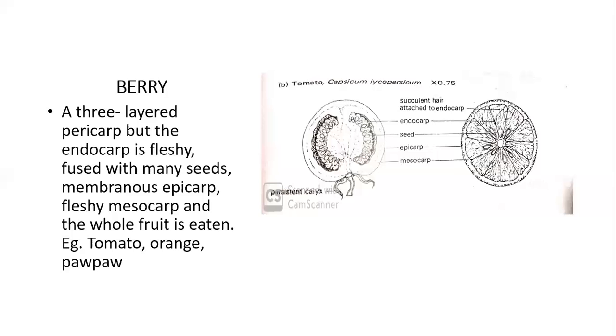Then you have a fleshy mesocarp, just around the endocarp. Then you have somehow juicy, succulent, fleshy epicarp. When you see tomato, this tomato is nice, so it has a fleshy epicarp. For example, you have tomato, you have orange, you have pear.